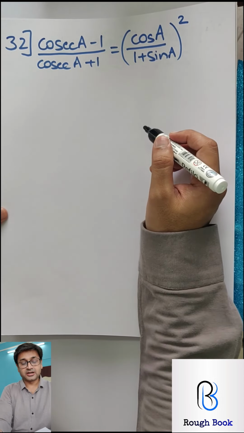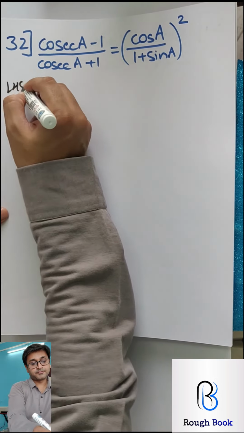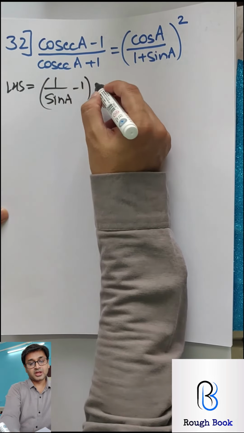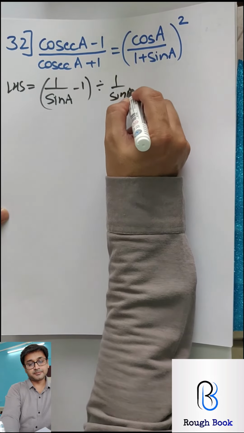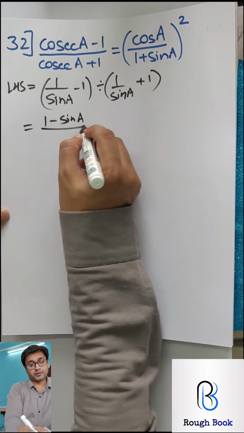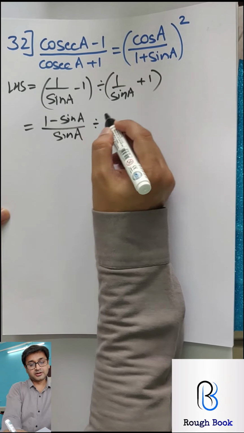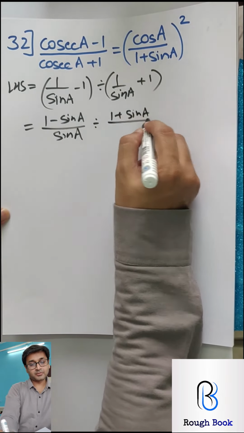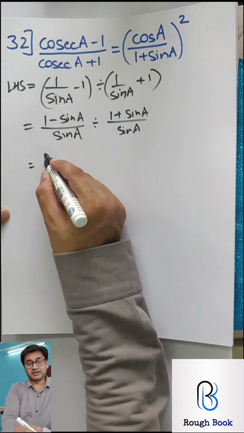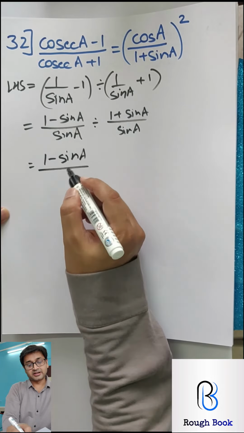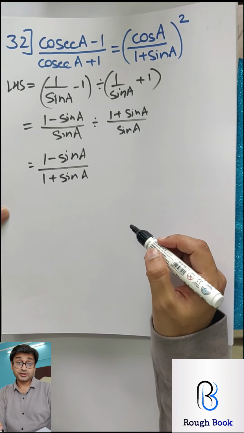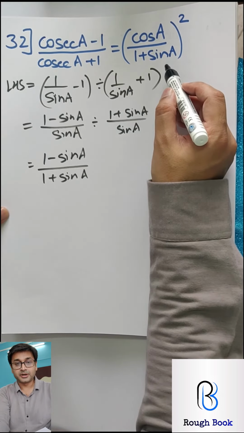Well, for me, I am starting from LHS. So cosec is 1 upon sine A minus 1 divided by 1 upon sine A plus 1. So I will get 1 minus sine A upon sine A divided by 1 plus sine A upon sine A. So on multiplying reciprocal, sine will get cancelled. What I will get is 1 upon sine A, 1 plus sine A. Did I achieve something? Yeah. At least the denominator some part is achieved.